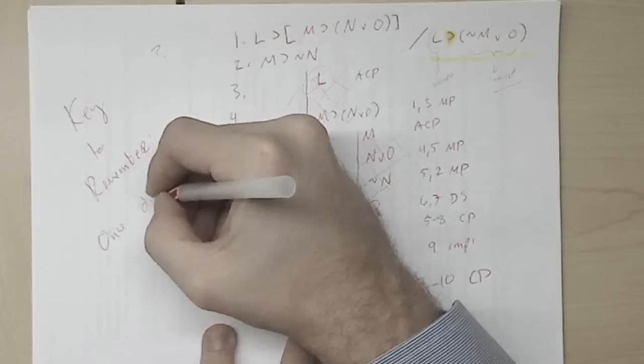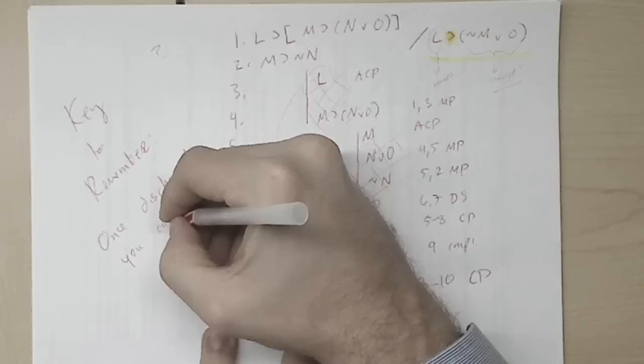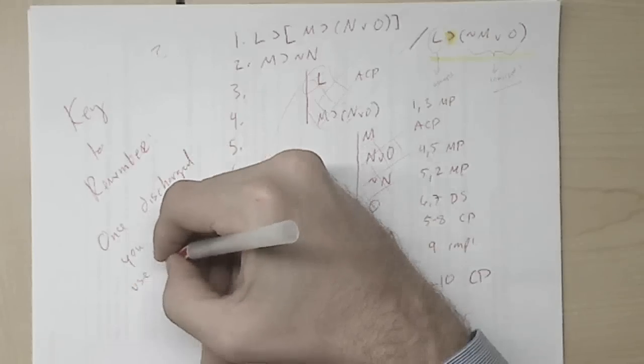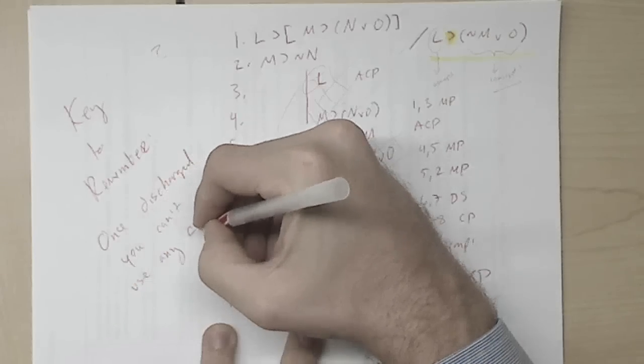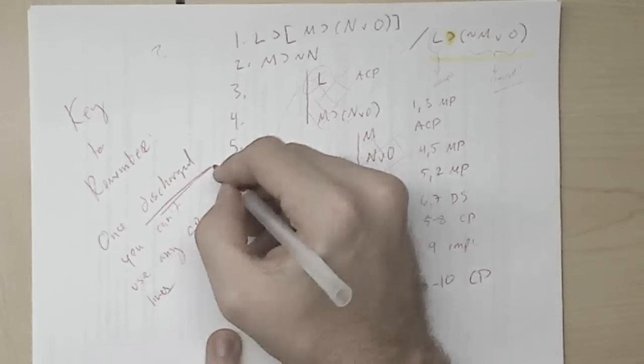Once discharged, you can't use any conditional proof lines. So once something is discharged, it's done, and that's the important thing to remember.